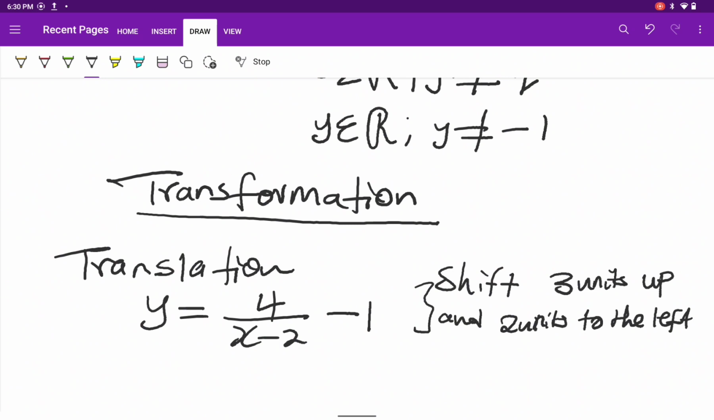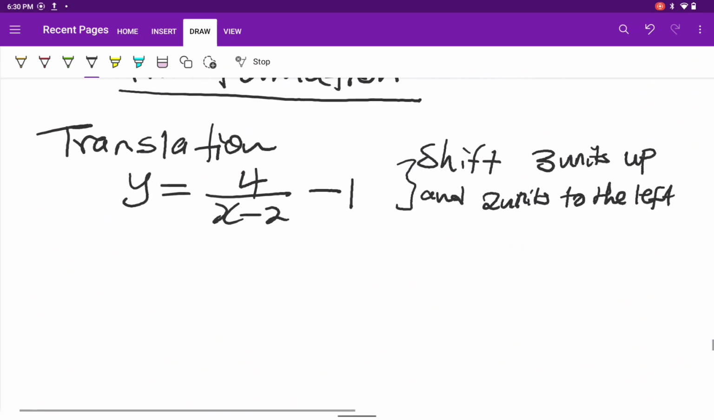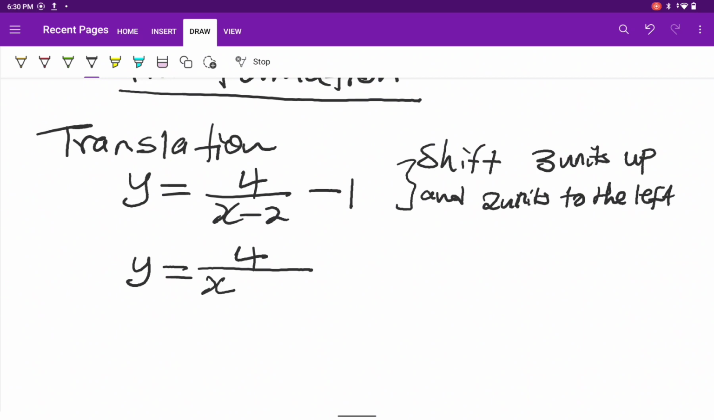3 units up and 2 units to the left. Now let's see what type of a function we are going to have. Right, so it means we are going to have y equals to 4 over x, because for left and right it will be on x.